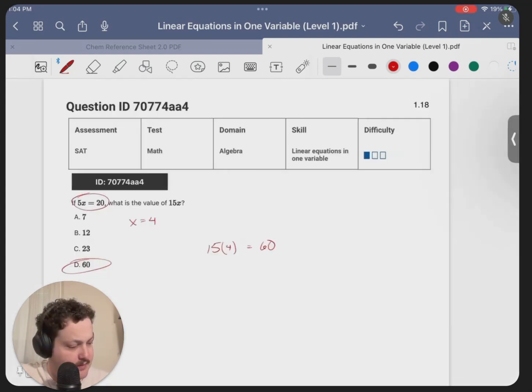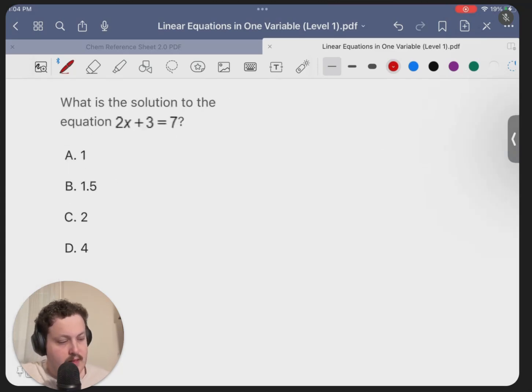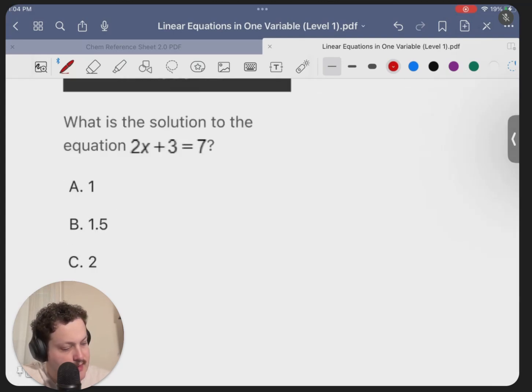Hopefully, I make sure my bubble isn't in the way. What is the solution to this? What is x equal to, right? What would x have to be for this to be true? We're going to assume it's true, and let's figure it out. Subtract 3 from both sides. 2x equals 4. x equals 2.